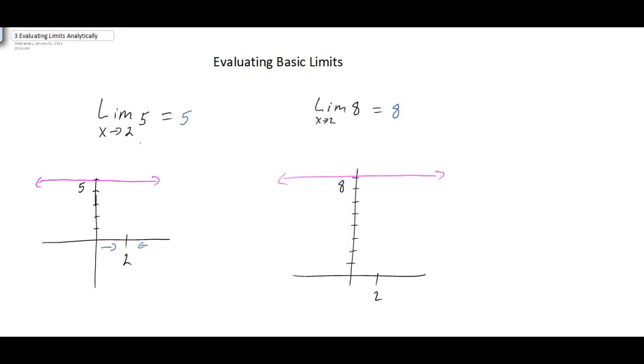Okay, so for this example, what you're looking at is if you're taking the limit of b, where b is any real number, as x approaches some real number c, it's always going to be equal to b. Okay, so here b and c are representing real numbers. So the limit of a constant function as x approaches any real number is simply going to be that constant b.